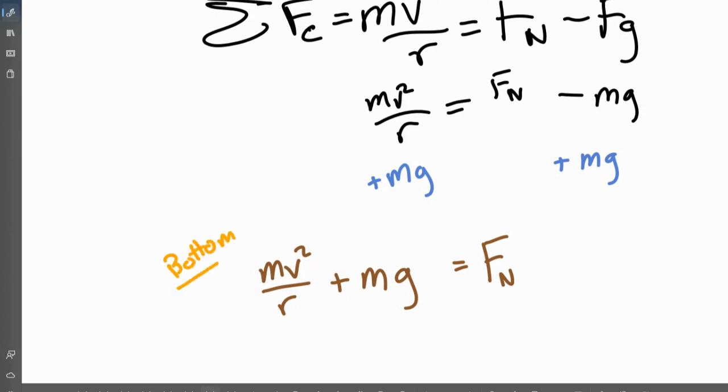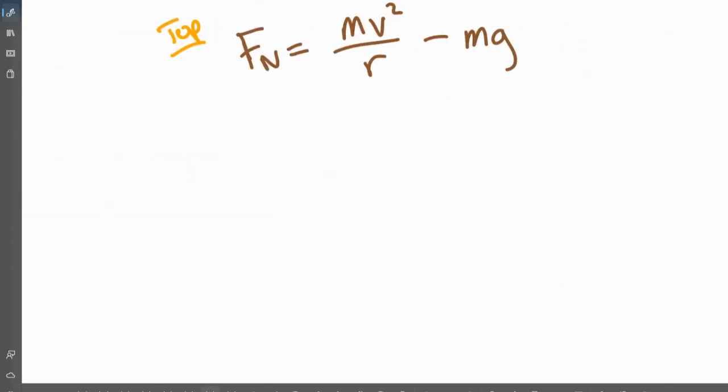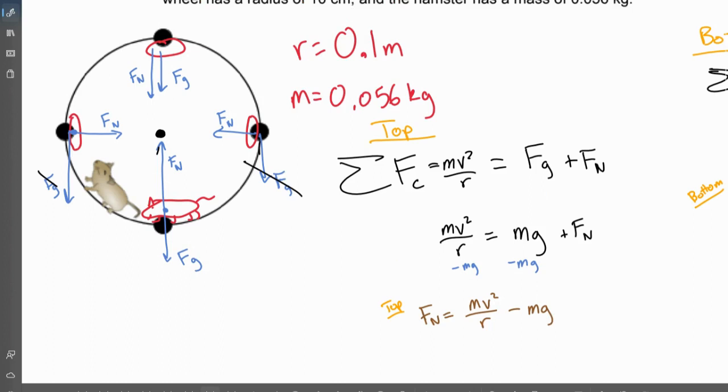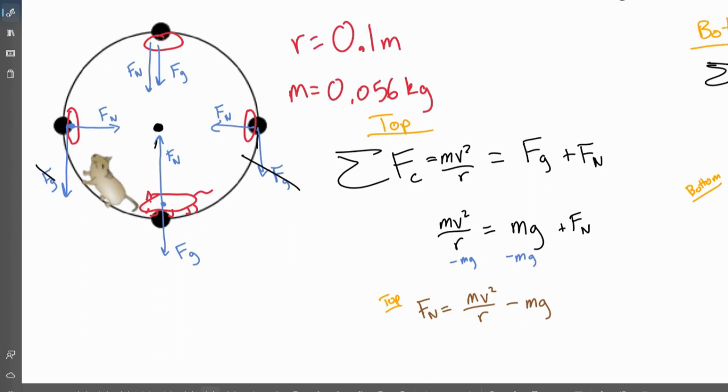So at the bottom of the loop, normal force is going to be greater because it's plus. At the top of the loop, normal force is going to be lower because it's minus, which makes sense because right at the bottom of the loop, normal force has to push up not only toward the center, but also to overcome gravity. At the top, they work together, so normal force can be less.